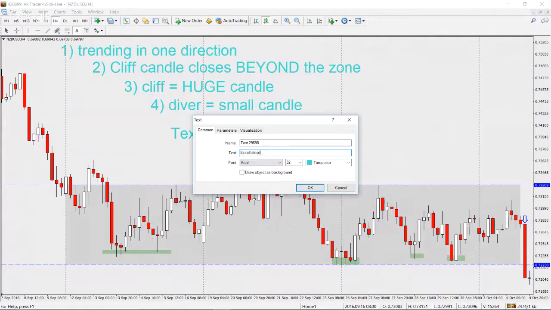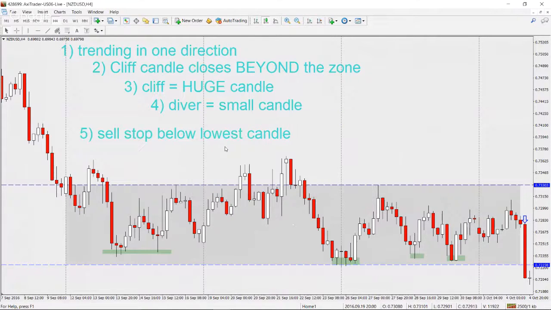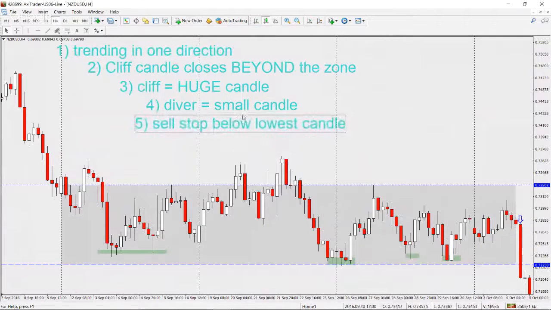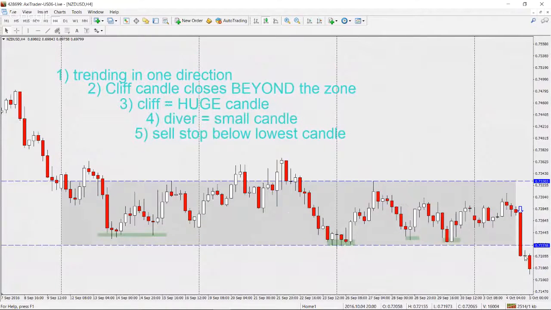So I'll just put the bearish rules here. The bullish rules are obviously the opposite. Sell stop below lowest candle. There's only 2 candles in the Acapulco formation. So if the cliff is lower than the diver, then the order goes below that. If the diver is lower, then the order goes below that. It does not matter. The only thing that matters is that your diver candle does not snap back up and close above the zone. If that happens, it's a no trade.